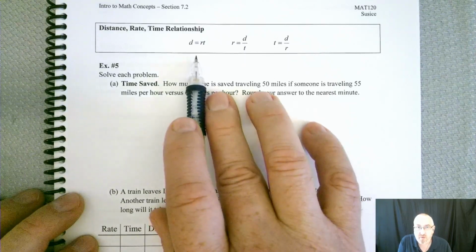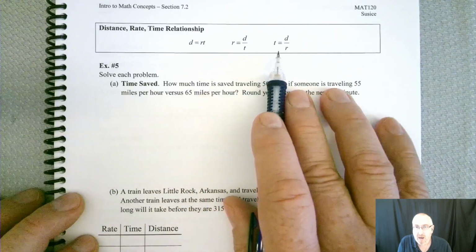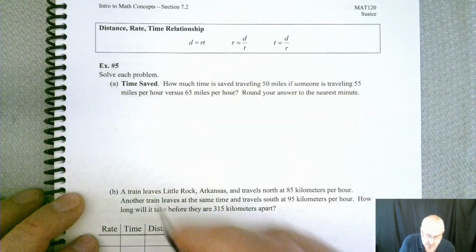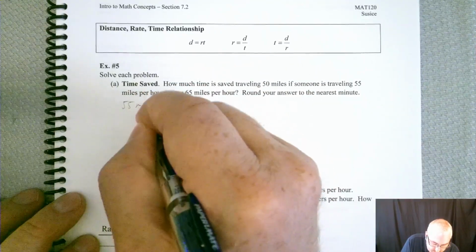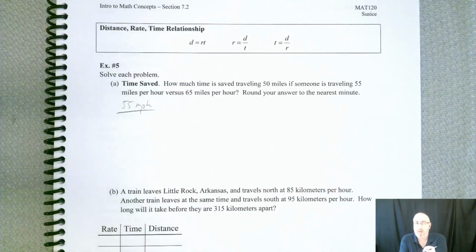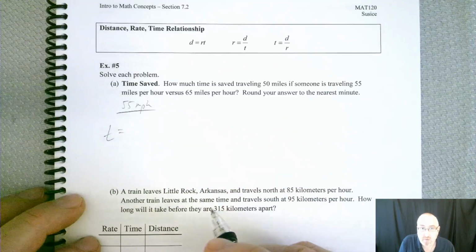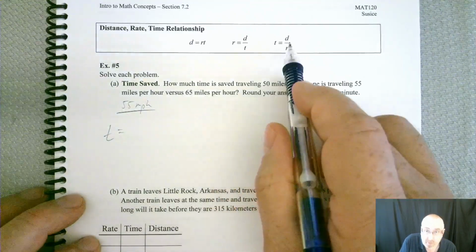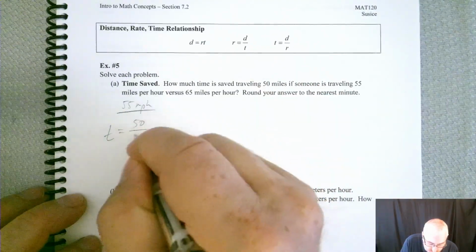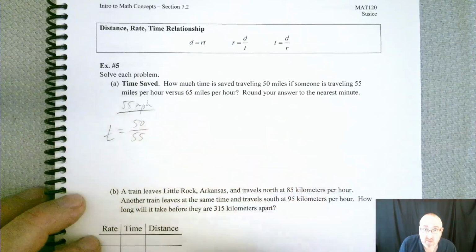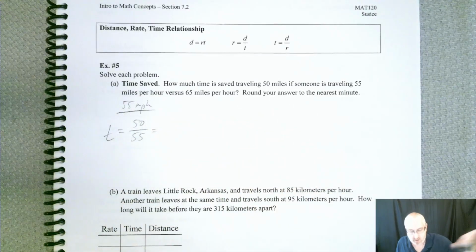So really, this first version and second version isn't going to be helpful. This third one though, how much time is saved. So let's use that version of it. Let's start with the 55 mile per hour case. If we want to know the time that it takes to travel 50 miles, remember we want d over r. So the distance is 50 over the speed, which is 55. So rate is the speed. So we get what? Well, let's get our calculator out.